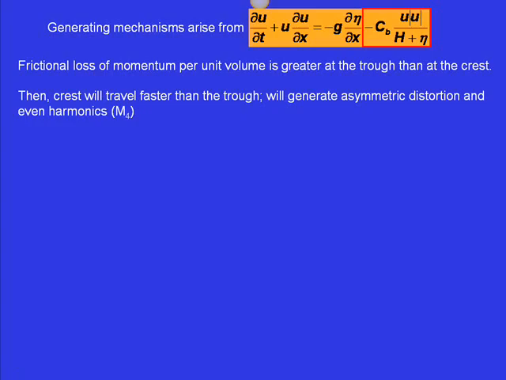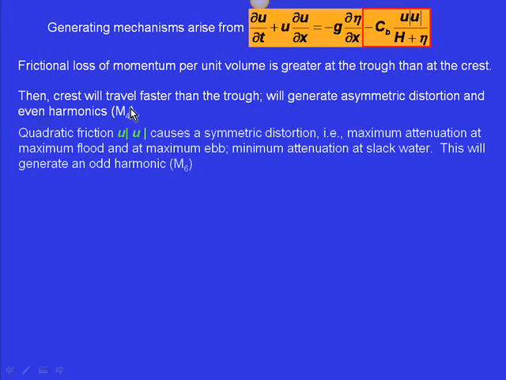But also it can be symmetric because, well, we'll see that in a minute. I'm getting ahead of myself. So in the case that we have more loss of momentum at the trough than at the crest, then the crest will travel faster than the trough, and this will generate asymmetric distortions. That's what we said, that there's more frictional loss during ebb than during flood, so that's an asymmetric distortion, and it'll cause even harmonics. It'll cause M4.